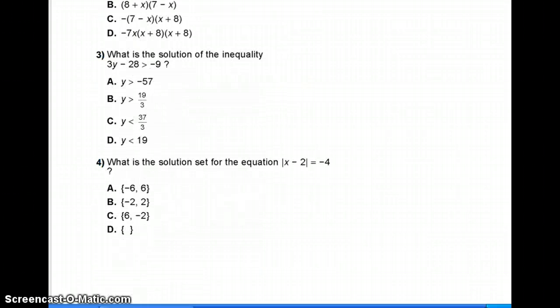Number 3, what is the solution of the inequality 3y minus 28 is greater than negative 9? Number 4, what is the solution set for the equation x minus 2 equals negative 4?